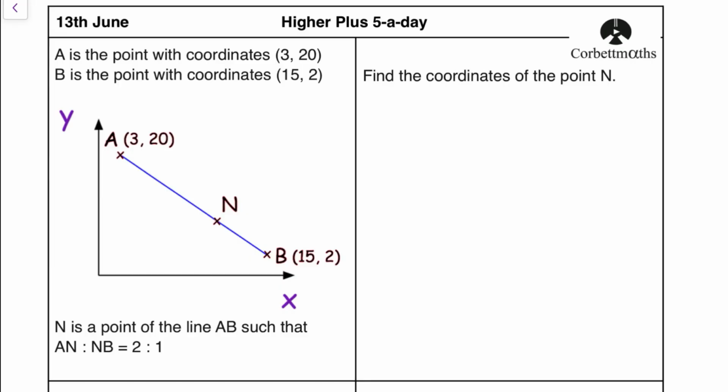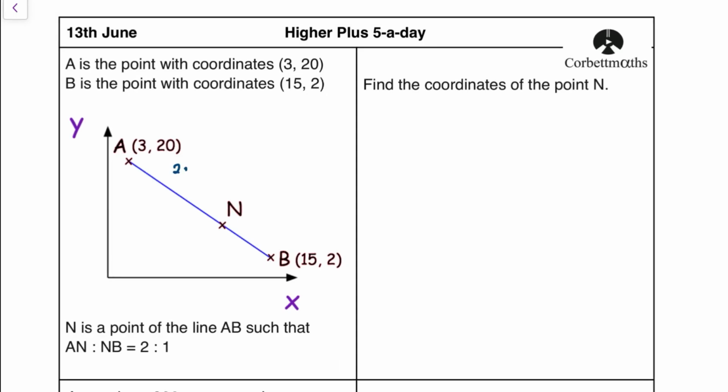First question, and it's a ratio question, isn't it? A is the point with the coordinates (3, 20), B is the point with coordinates (15, 2). N is the point on the line such that AN to NB is 2 to 1. So that is 2/3 and that is 1/3. We've seen these questions before, haven't we? Find the coordinates of N.